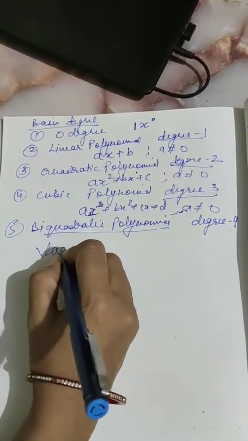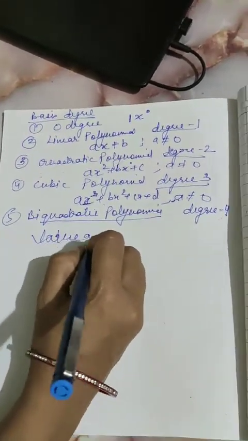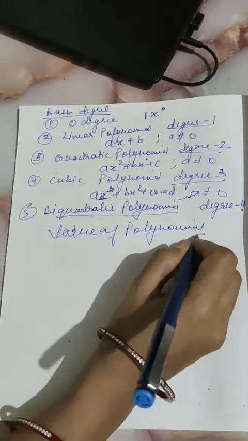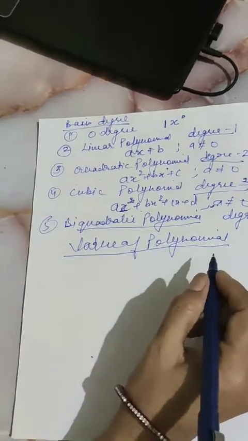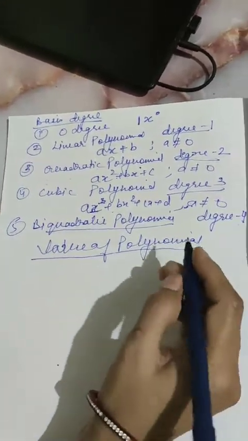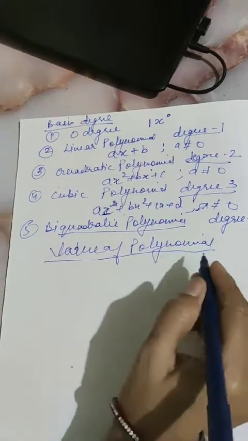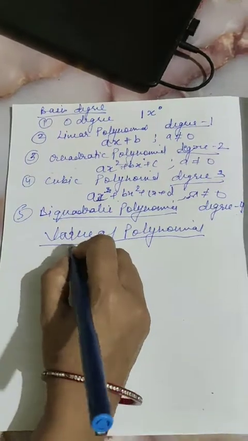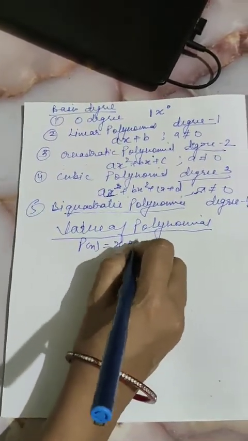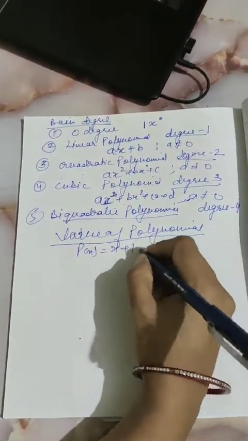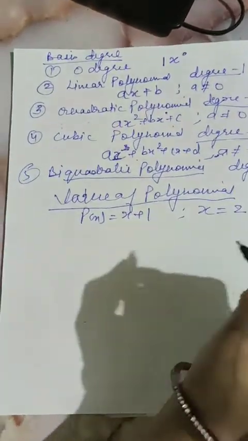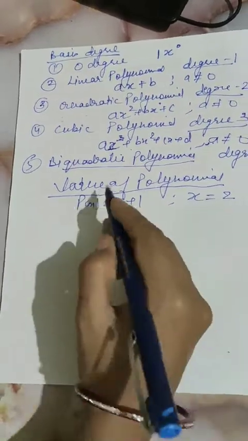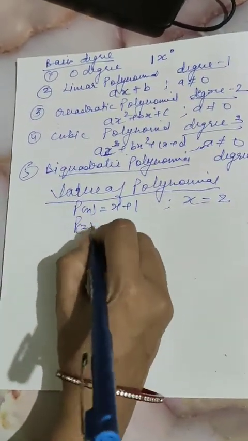Now the next term that we will discuss is value of a polynomial. Value of a polynomial means we have to find the value of a polynomial at a given point. So the examiner may give you a point and ask to find the value of this polynomial at it. For example, I am having the polynomial x plus 1. He may say find the value of this polynomial at x equal to 2. So instead of x I will put 2.